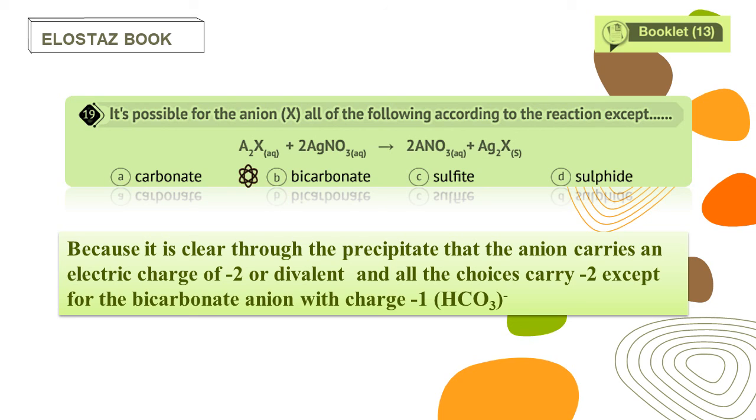So here we have the anion that does not make the reaction. According to the equation, the salt giving divalent anion may be carbonate or sulfide, and the exception will be bicarbonate, as it is monovalent with one charge, so it can't be produced from this reaction. Okay, we have question 20, the last of our choices today.